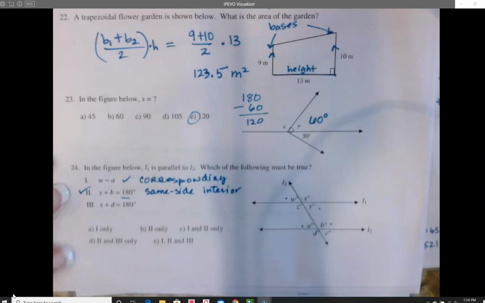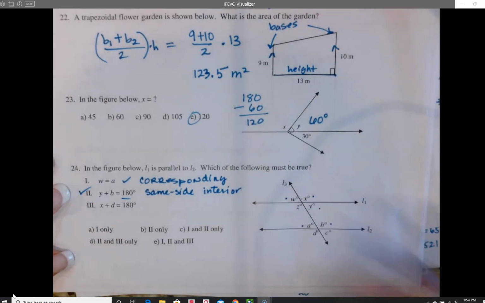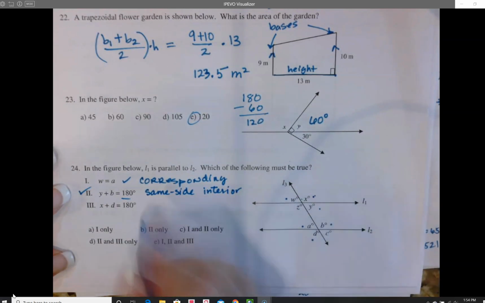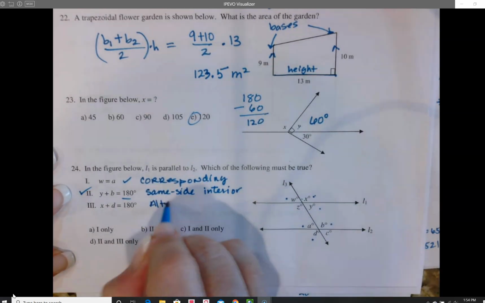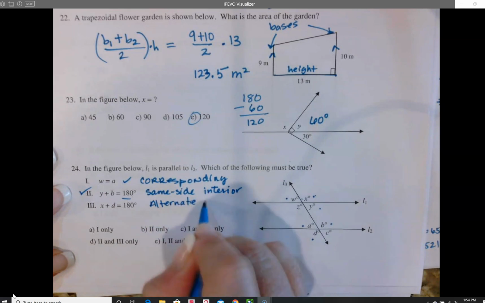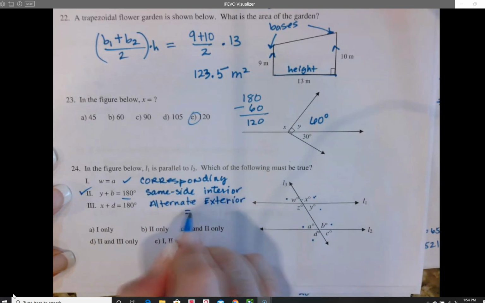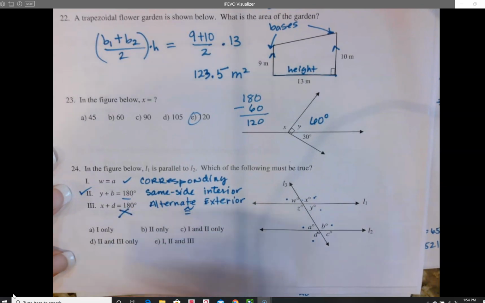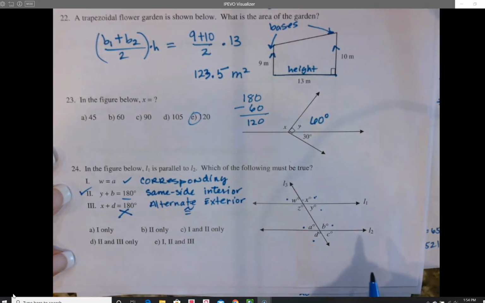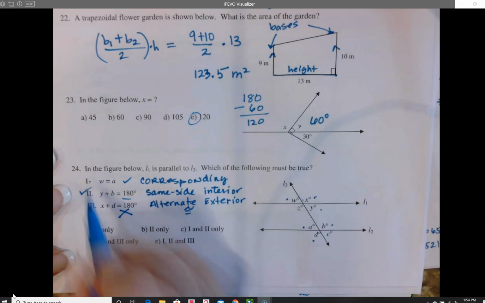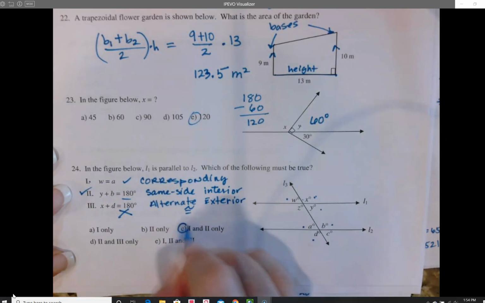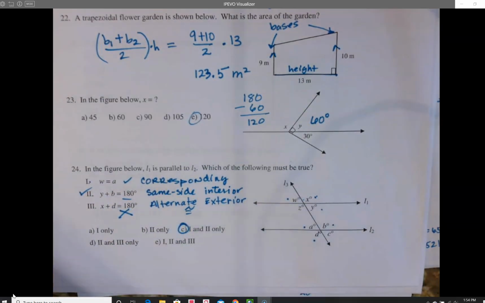And then last but not least, let's take a look at x and d. X and D are alternate exterior, and the thing we know about alternate exteriors is that they are congruent. They don't add up to 180 like number 3 says. So I'm looking for the choice that says 1 and 2 only, and that's going to be choice C.